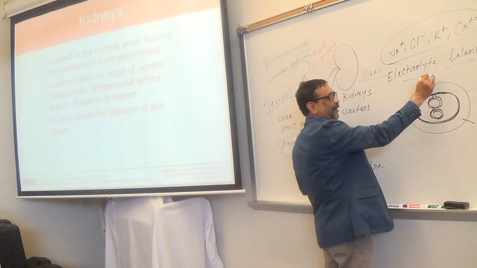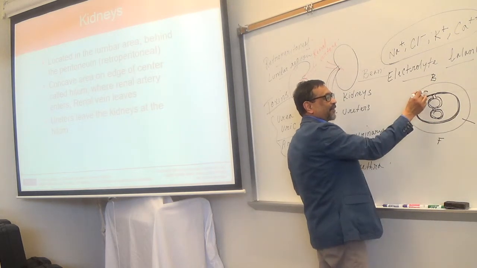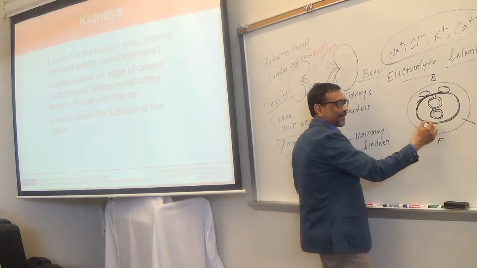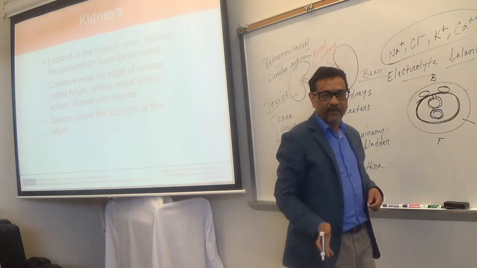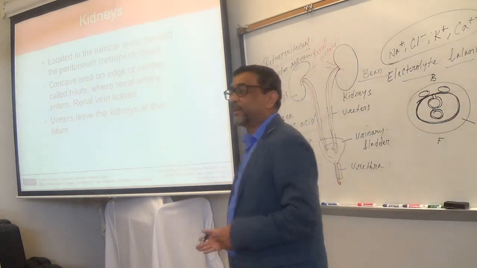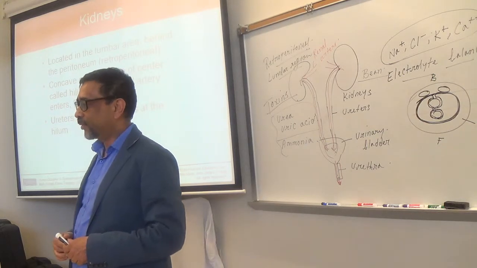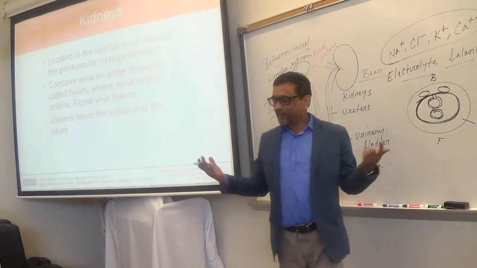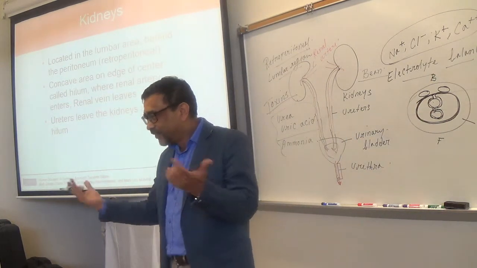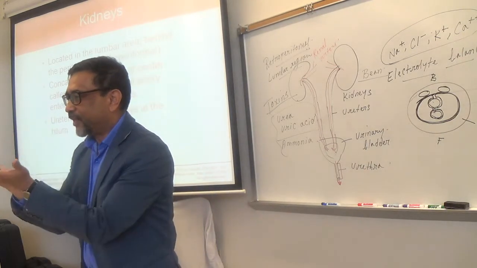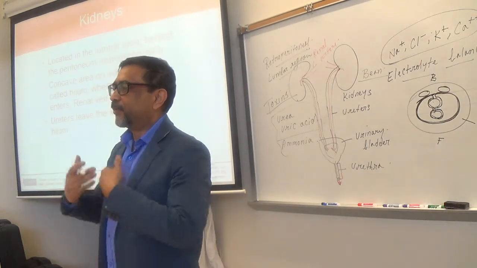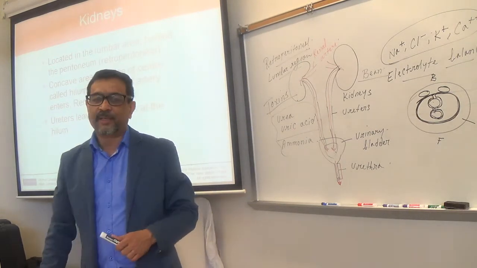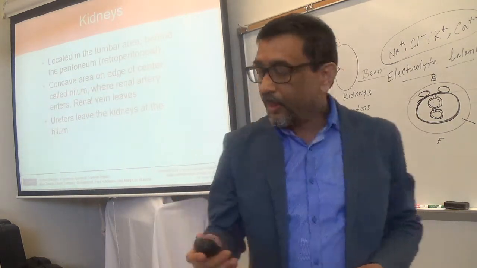Now, this is back, this is front. Your kidneys are located, look at this, here. Not inside the peritoneal cavity, but outside, behind the peritoneum. Make sense? So that's why kidneys are called retroperitoneal. And these are called what? Intraperitoneal. Intra means what? Inside, right? So those are located inside the peritoneum. Few organs are located outside of the peritoneal cavity. Kidneys are like that.